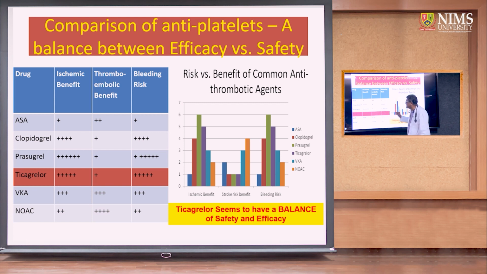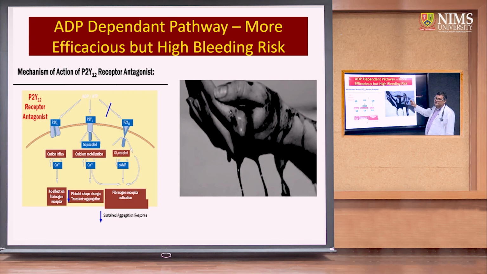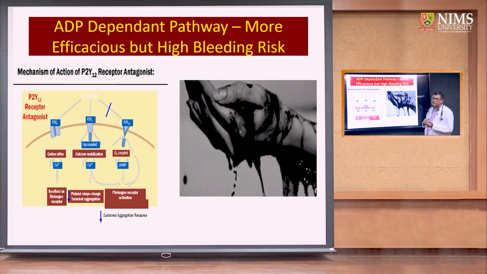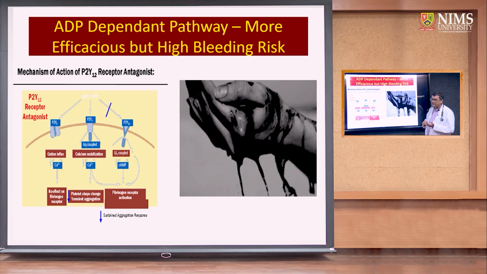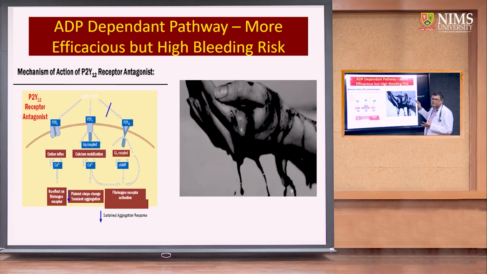But if you look at bleeding, aspirin has the lowest bleeding risk, clopidogrel has higher bleeding risk, prasugrel has the highest bleeding risk, versus ticagrelor, which is balanced, with good ischemic risk reduction and a little bit higher bleeding risk. So ticagrelor seems to have a balance of safety and efficacy, and this is the comparison of all three areas: ischemic benefit, stroke benefit, and bleeding risk. Also, what we understand is that the ADP pathway agents, that is clopidogrel, ticagrelor, prasugrel and ticlopidine, are more effective, but at a bit higher bleeding risk.